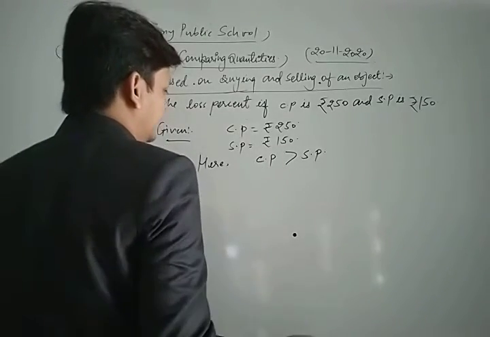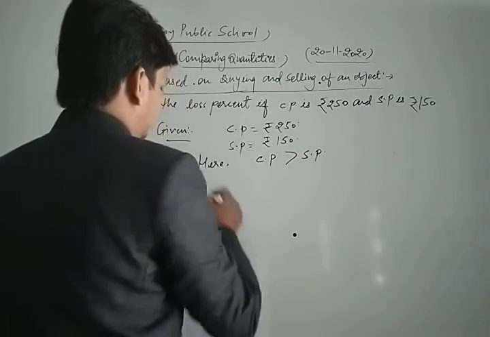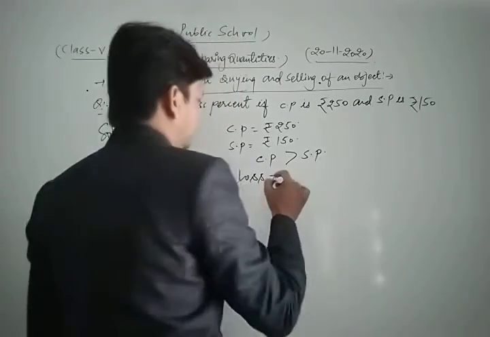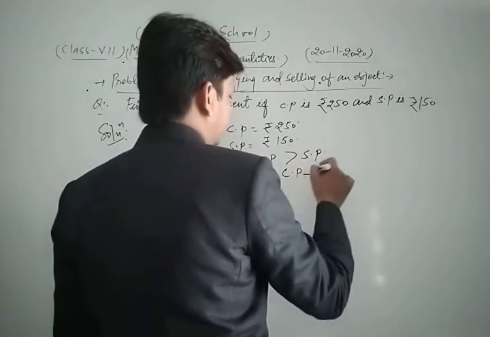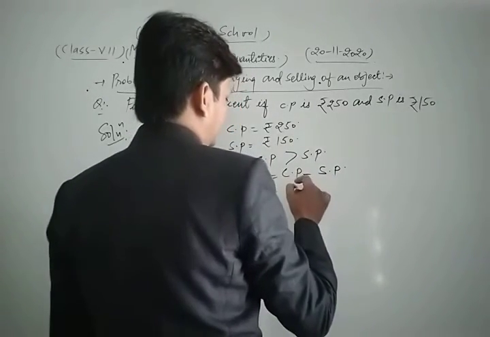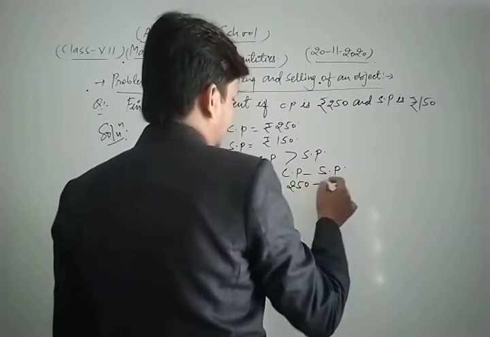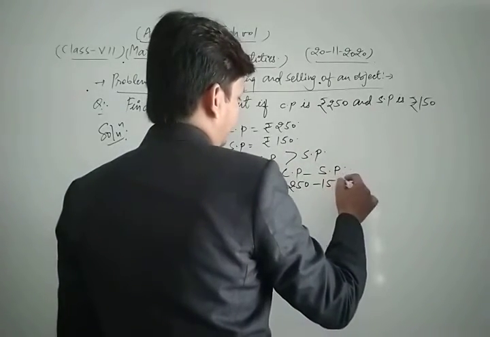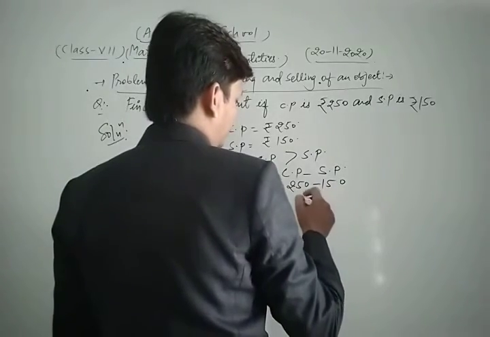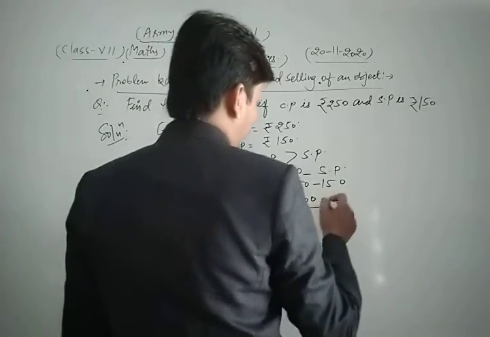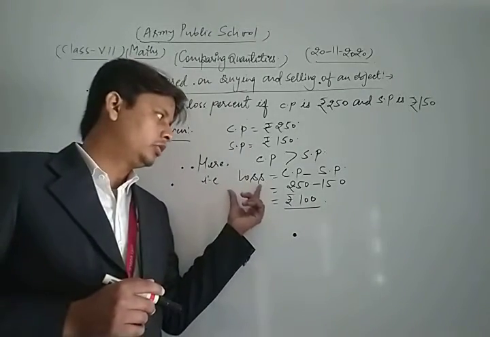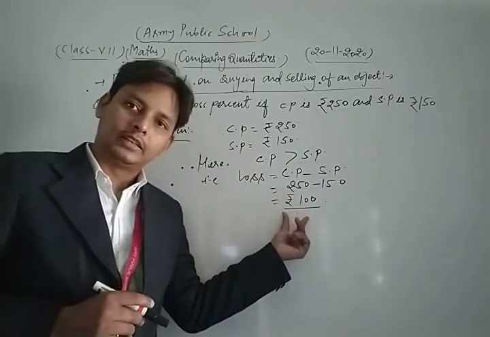so first of all we find the loss, that is, the amount of loss. Loss is CP, cost price, minus selling price. The cost price is rupees 250 minus selling price 150. So we get 250 minus 150, which is rupees 100. Thus in this way, in that question we get a loss of rupees 100.